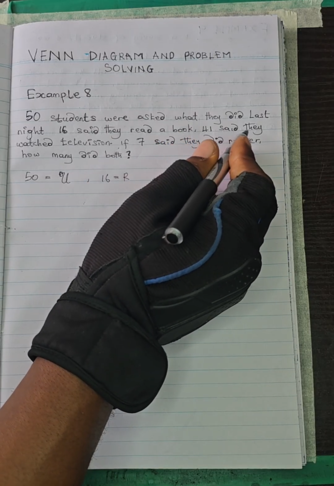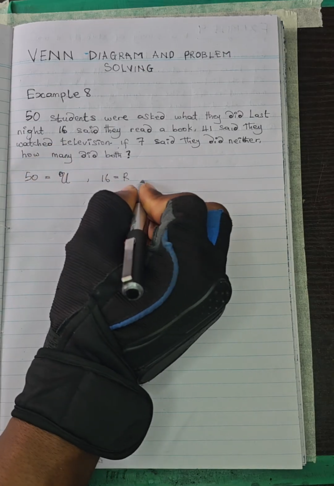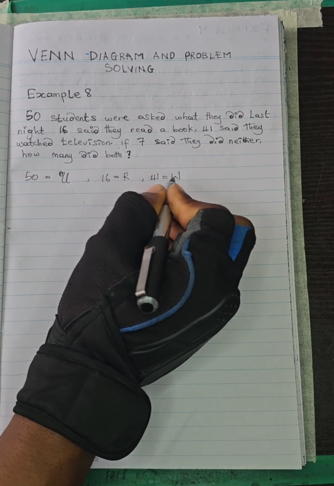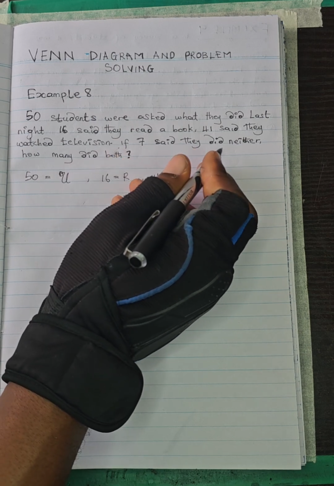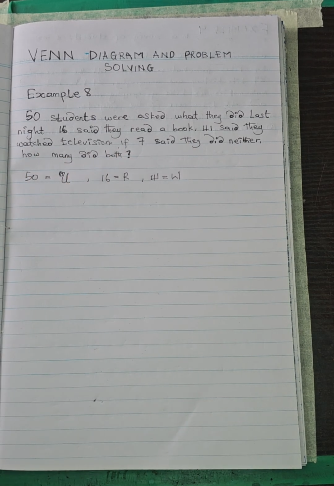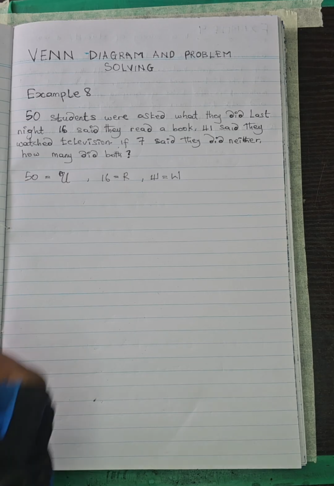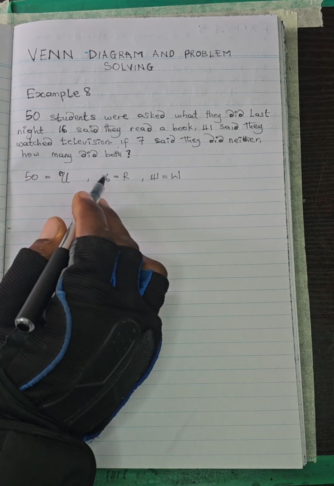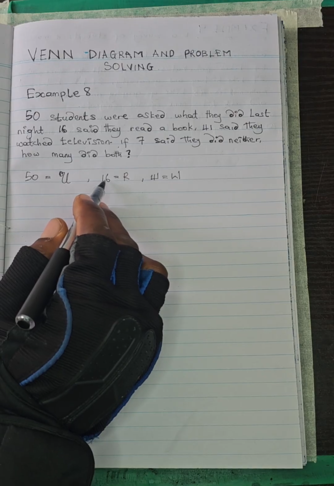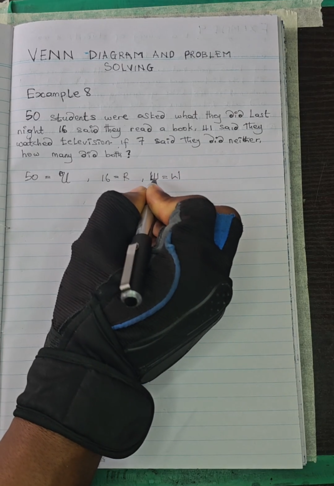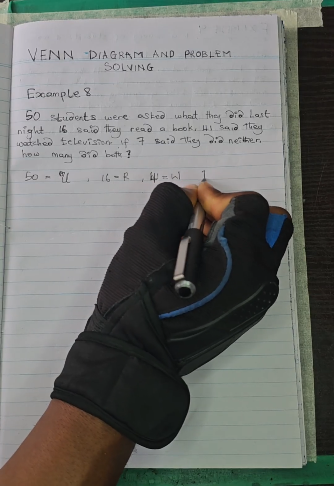41 said they watched television. If 7 said they did neither, how many did both? Now, this is a very simple problem. You know that the universal set is 50, meaning we have only 50 students. But look at it. We have it that 16 read a book, 41 watched television, while 7 did nothing.